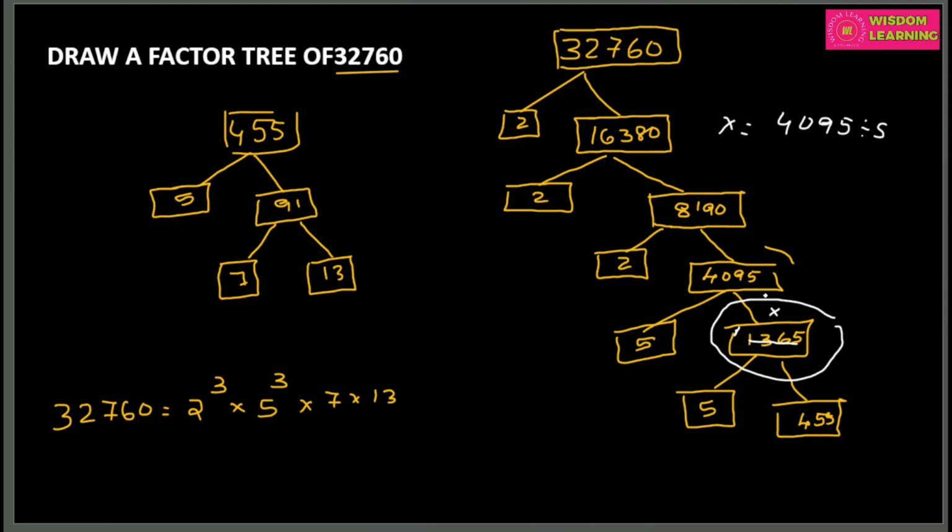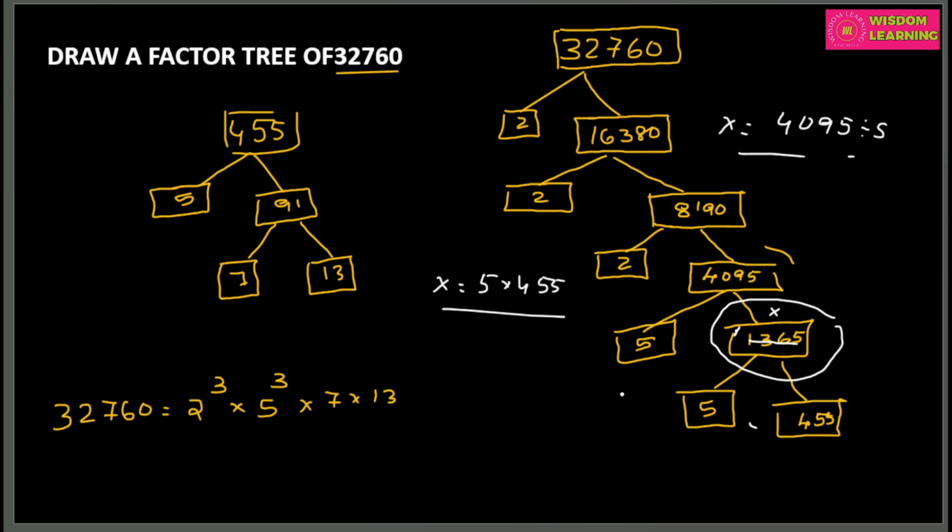That is another method, the secondary method. I am writing here, you have to multiply these two, that is 5 into 455. So both answers are correct. You can use any method for finding x and y. Clear or not clear? Okay.